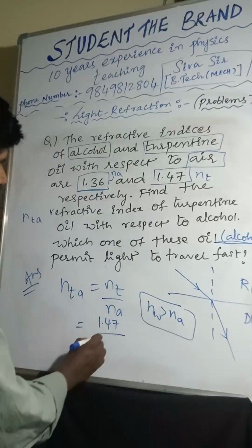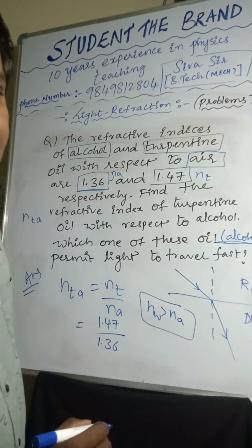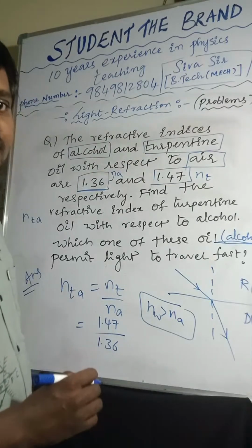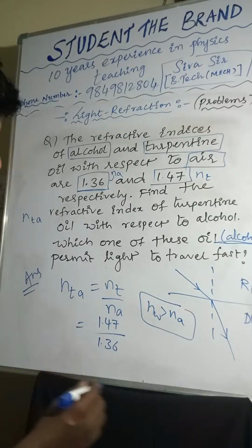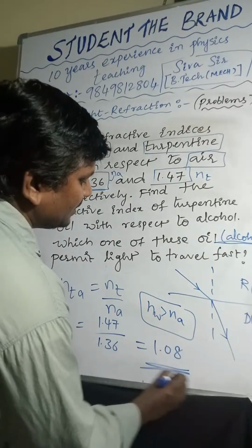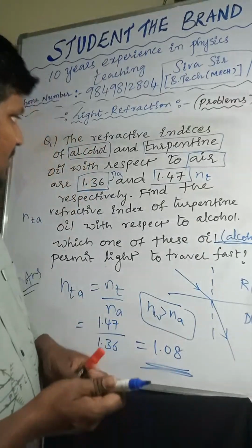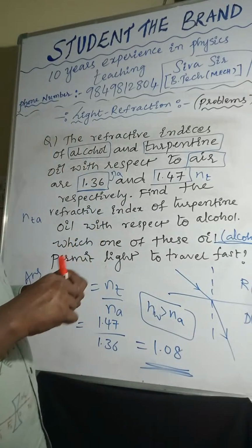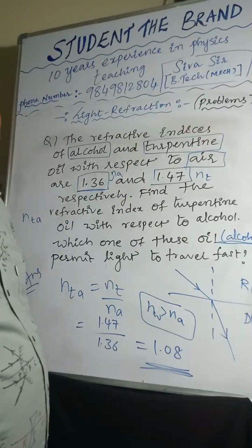If you substitute the values, turpentine 1.47 by 1.36. So can anybody say the answer? How much is the answer? 1.47 by 1.36, what is the answer? So that is nothing but 1.08. This is the answer. So you can check once how they are asking questions, how we have to answer it. So this is the way to identify the question and answer the questions.